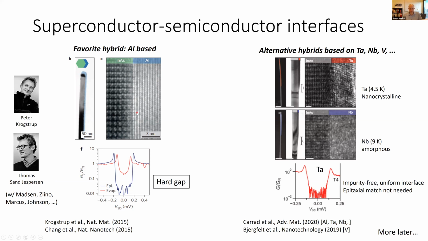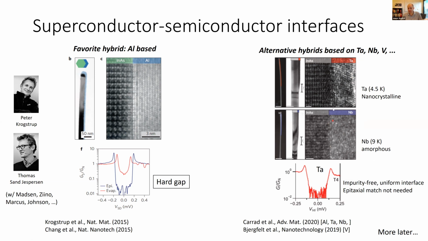So these materials allowed us to perform spectroscopy to see this so-called hard induced gap, which facilitated a lot of experiments in the years that followed. But of course, aluminum is not the only material. I give a few examples on the right-hand side of other superconductors that can be grown on the nanowires, just for illustration. Niobium is known also for a lot of the indium antimonide nanowire work. It's a more amorphous material. It doesn't make quite the nice interface that we get between aluminum and indium arsenide.